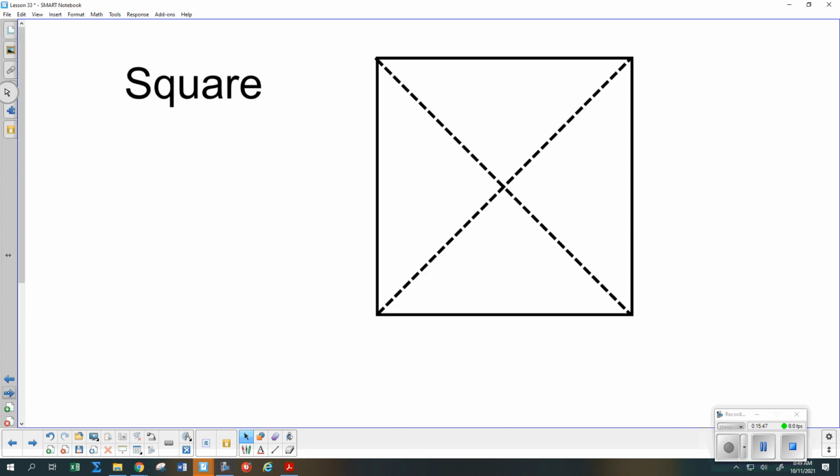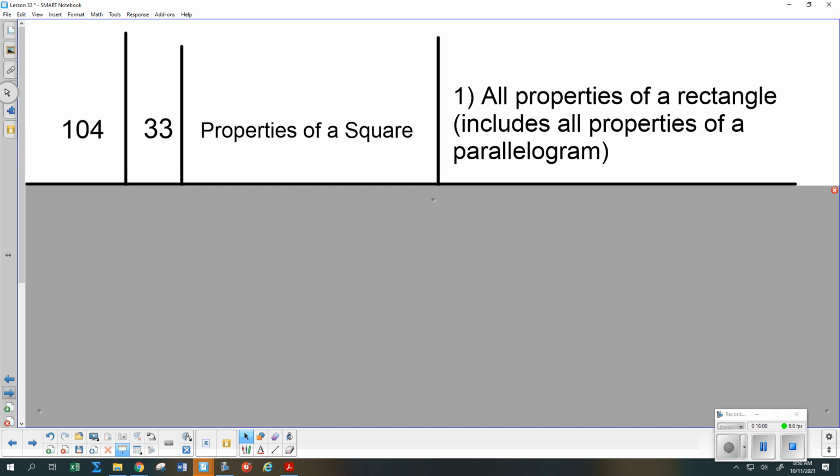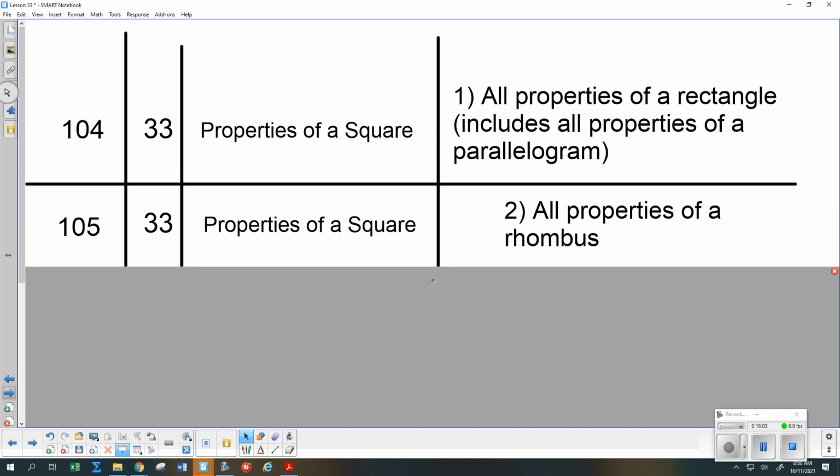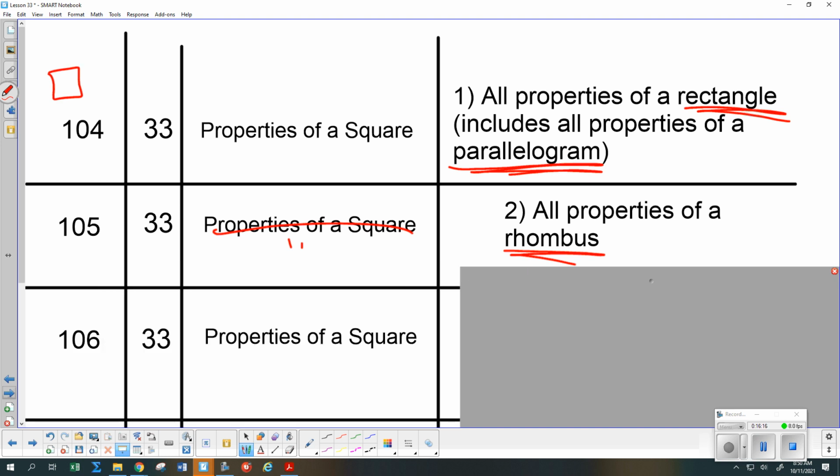Moving on then to the square, it is a parallelogram, so it has all the properties of a parallelogram. It is a rectangle, so it has all the properties of a rectangle. And it is a rhombus, so it has all of the properties of a rhombus. So everything about a parallelogram, a rectangle, and a rhombus. And only one more for a square. You will be very relieved to know that.